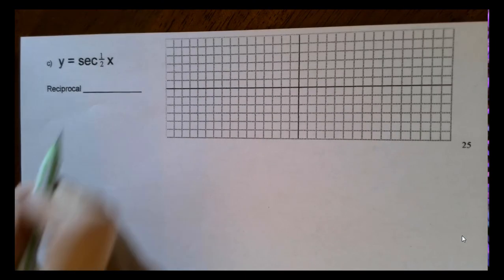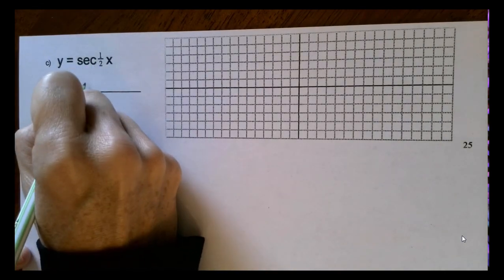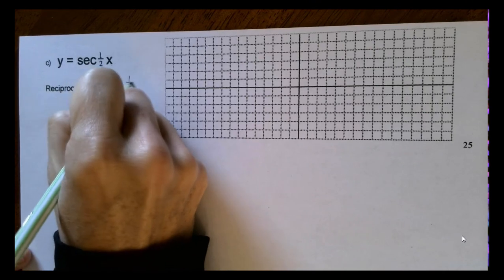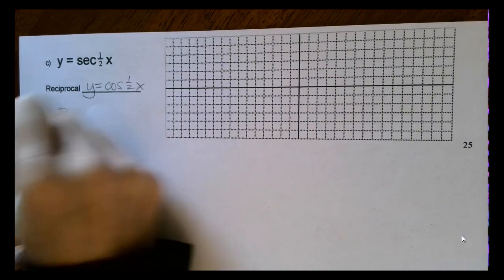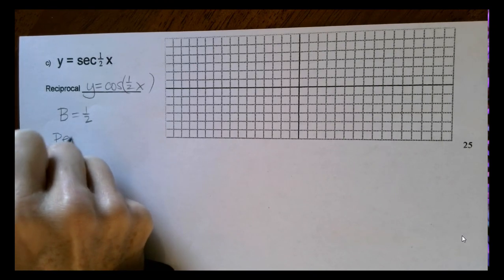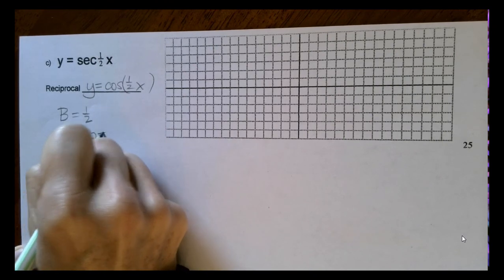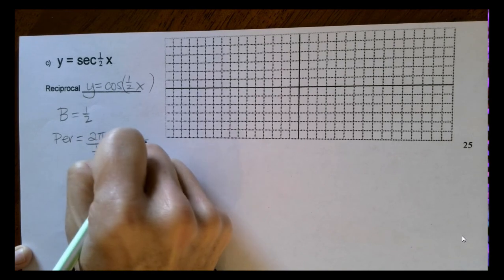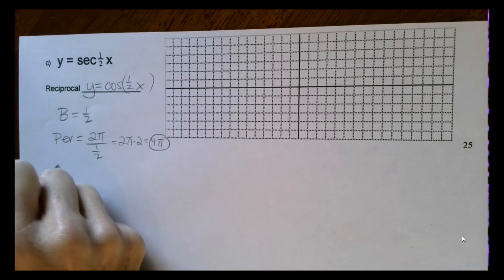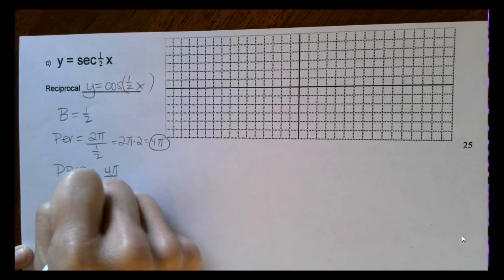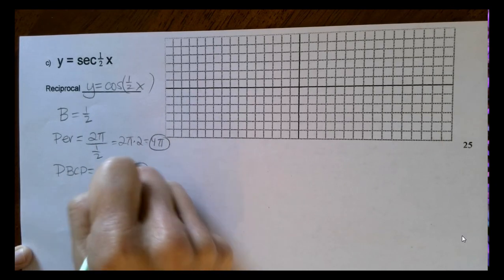Okay, now we have part C, y equals secant of 1/2 x. In order to do this, I'm going to graph y equals cosine of 1/2 x. This time, b is equal to 1/2. So the period, remember, is 2 pi divided by b. So 2 pi divided by 1/2, which is really 2 pi times 2, so the period is 4 pi. Therefore, the distance between critical points is 4 pi divided by 4, so the distance between critical points is pi.